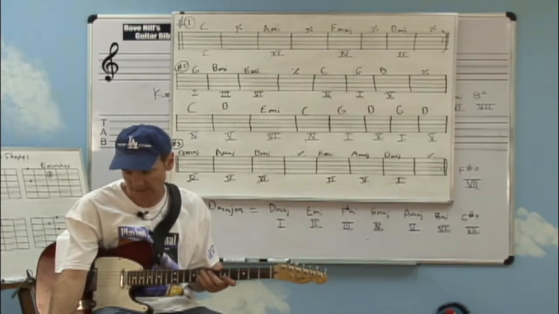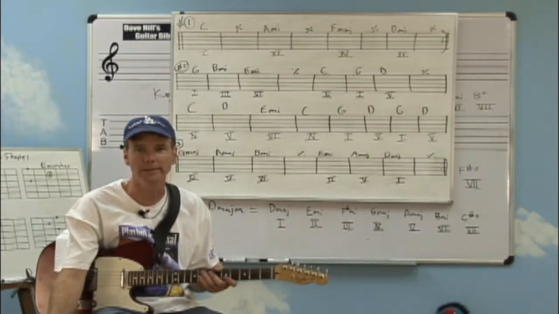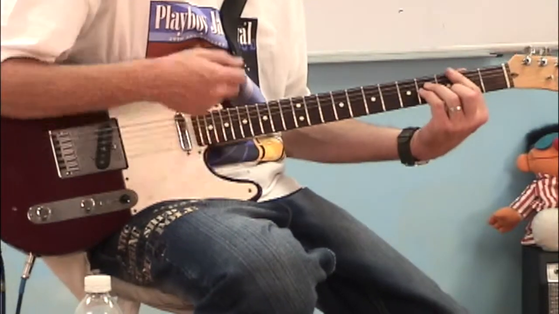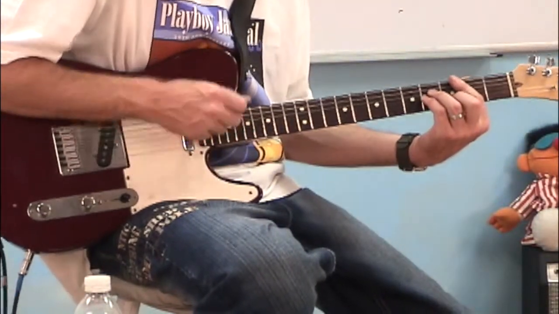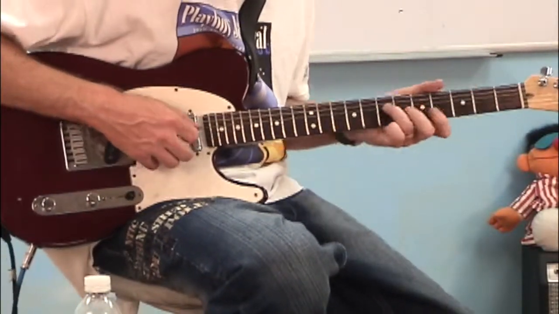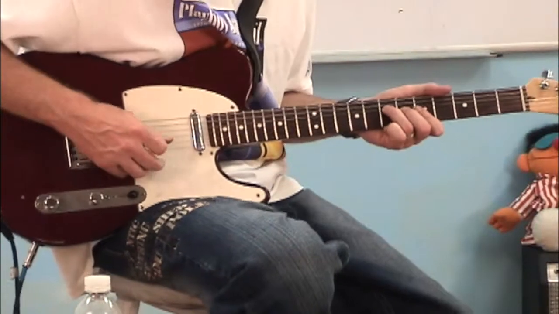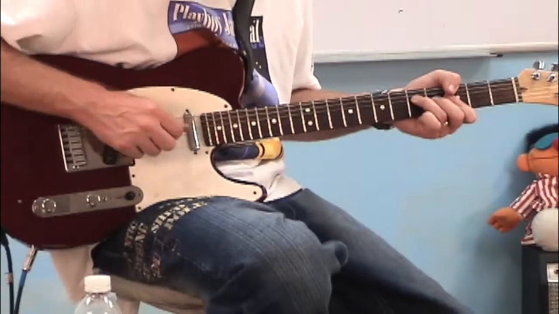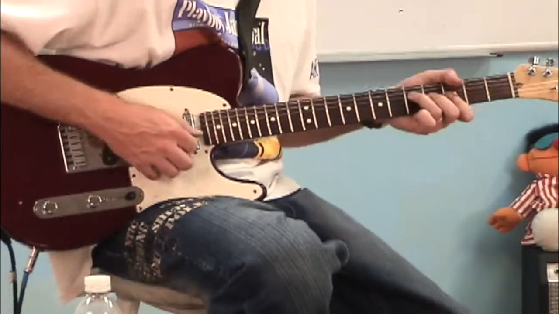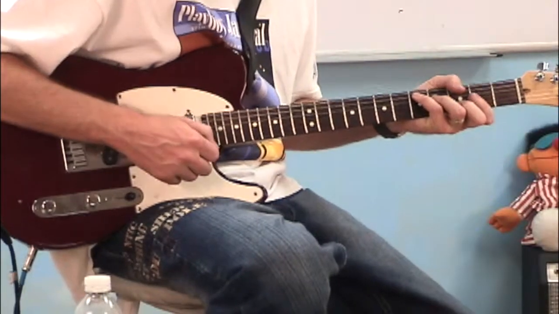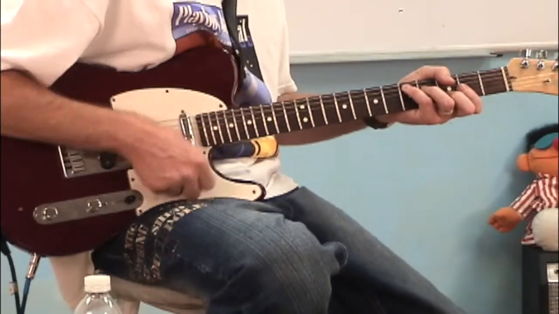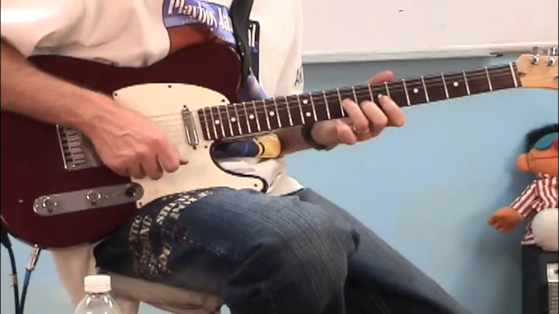Here we go. Key of D. Here we go. 1, 2. 6 chord. Here comes the 4 chord from the chart, back to the 1. Here comes the 5 chord from the chart. Here comes the 4 chord, 5 chord, 6 chord, 4 chord, 1 chord, 5 chord.